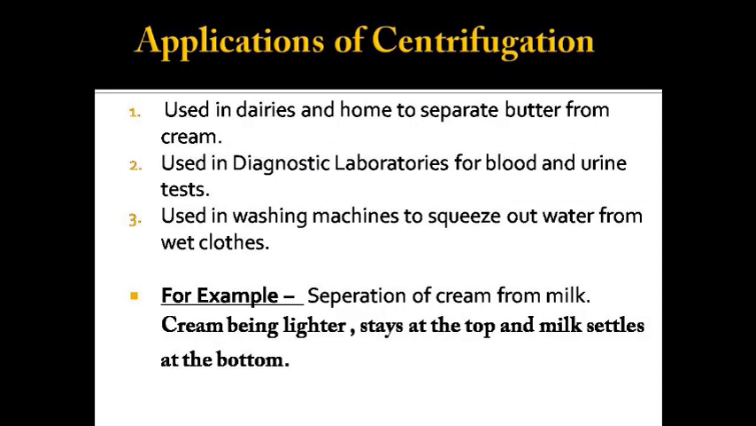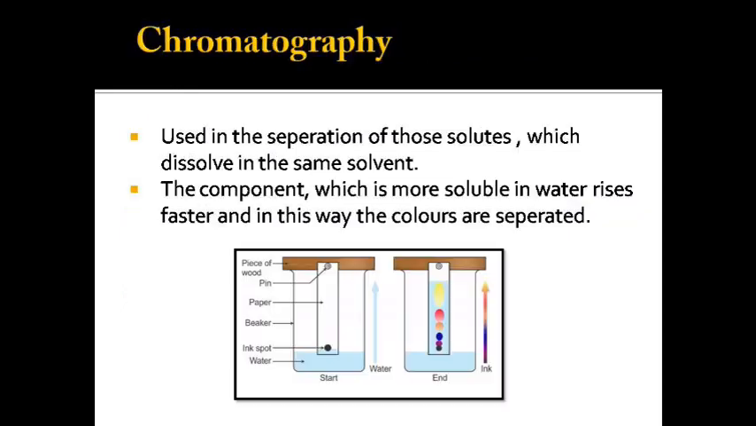Let us see what the applications of centrifugation are. It is used in dairies and homes to separate butter from cream. It is also used in diagnostic laboratories for blood and urine tests. It is also used in washing machines to squeeze out the water from wet clothes. So these are the applications of centrifugation. Also, we have an example, that is separation of cream from milk. Cream being lighter stays at the top and the milk settles at the bottom. So in this way we can separate cream from milk.